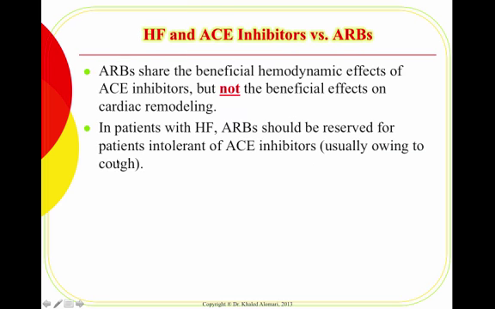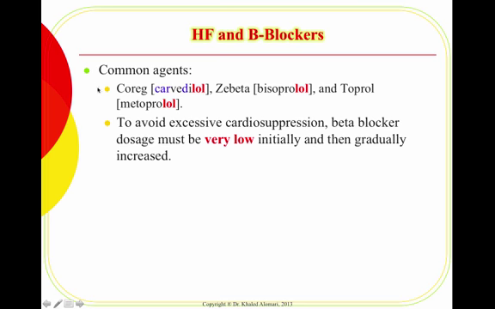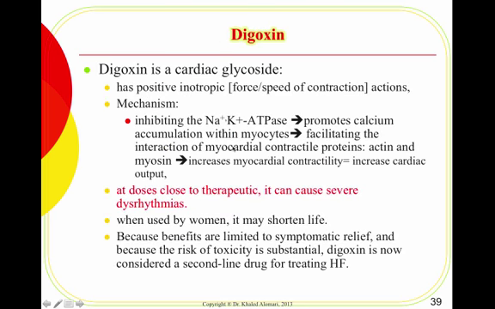Okay, and we talked about that ARBs are available just if the patient cannot tolerate ACE inhibitors. Now the beta blockers, one of the most common ones. Again, we don't like to use it unless it's really necessary, but it's suppressing the extra stimulation that's coming from the sympathetic nervous system, because that increases the workload on the heart.